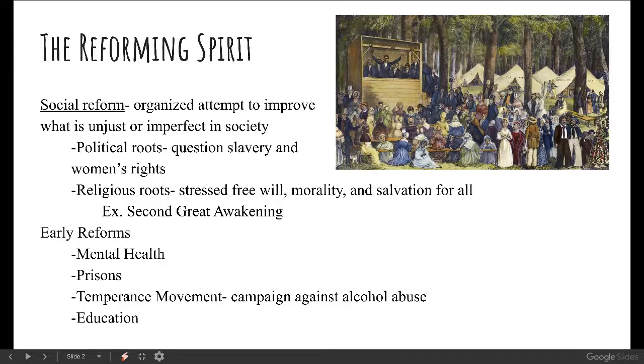We also have some religious roots. So the major example here is the Second Great Awakening, a spiritual revival all throughout the United States, where people are starting to think about free will, morality issues, and salvation for all people. So that goes to slaves as well. So we have a lot of people thinking morally, thinking about political issues related to slavery and women's rights, things like that. And so that's all going to culminate into a lot of different reform movements.